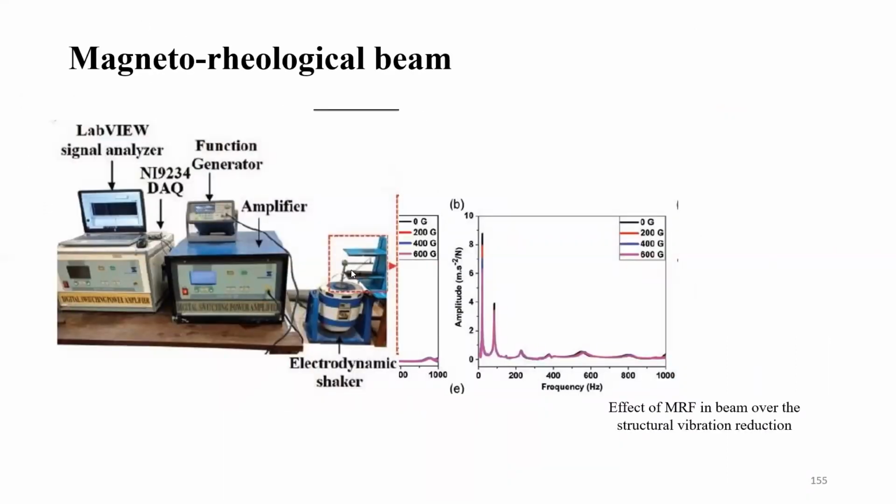That is what I have just told you, this is a vibrator. They shake this cantilever with the electrodynamic shaker, and it will vibrate. They capture that vibration without the magnetic field, and then they increase the magnetic field and study the MR fluid behavior, how that vibration can be reduced. So this is what I have in my slides.